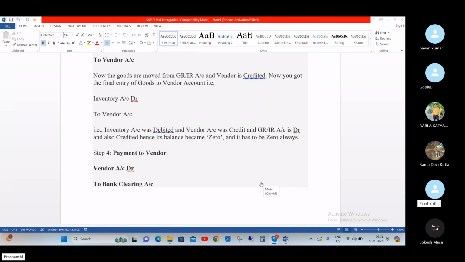Gopi garu, your voice is not audible properly. Maybe a signal issue. Sometimes it's coming very low. Am I audible right now? Yes, now it's fine. Can I close my screen? Yes, please.